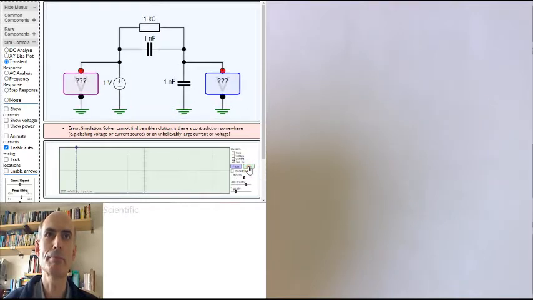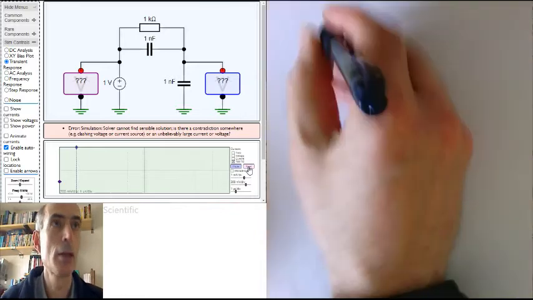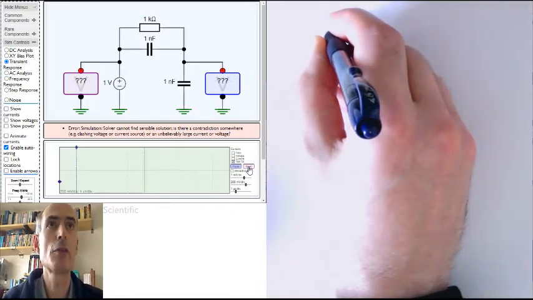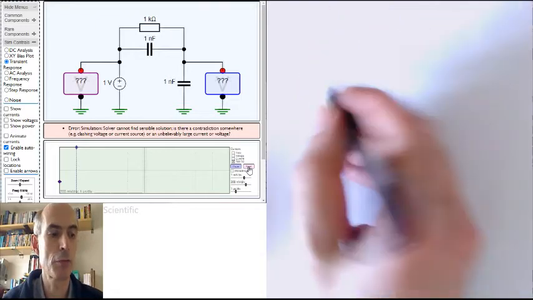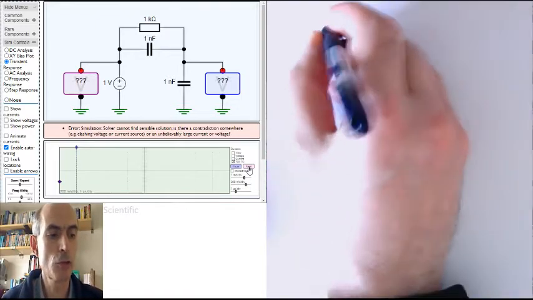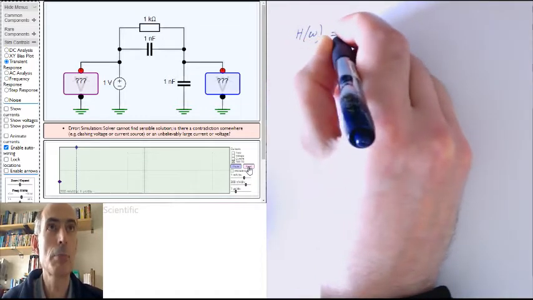However, we can analyze this circuit using the alternative method of working out an initial value, a final value, and a time constant. And the analysis would go like this. If we let the resistors be R and the capacitors be C, just have the same value for now, then we could write the frequency response as a potential divider.